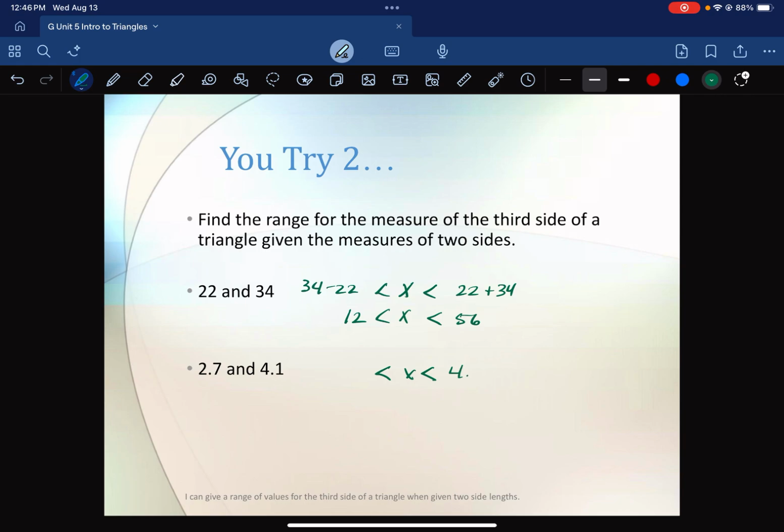So for this one, 4.1 plus 2.7, that's 6.8, right? And then for the lower bound, 4.1 minus 2.7. So what is 4.1 minus 2.7? Someone have that? Let's see, 4.1 minus 2.7 is 1.4, our lower bound. Oops, I had my eraser on. There we go. So those are what we're looking for in answers, is this inequality that gives us the range of values for that third side. Okay?